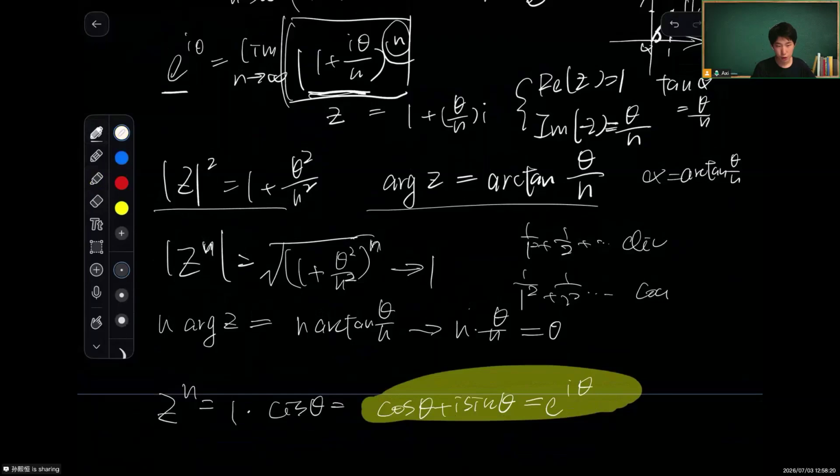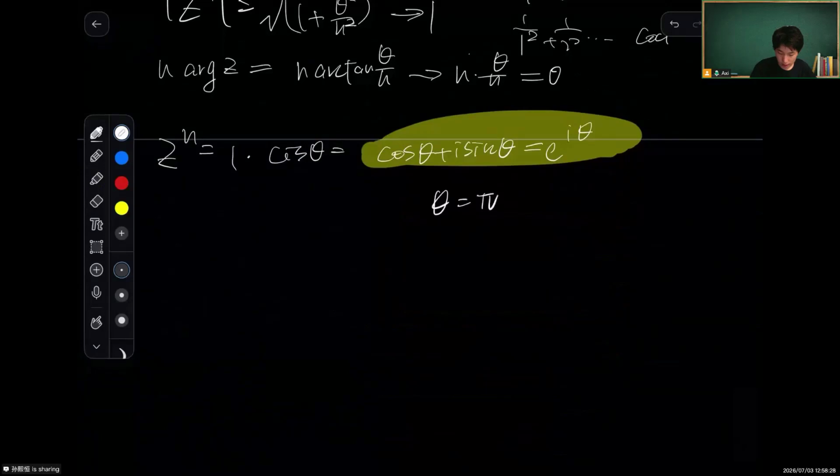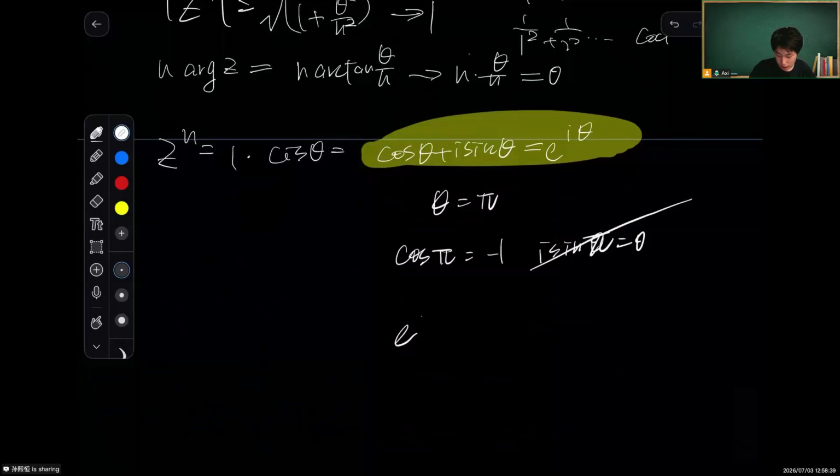Now, the more famous version is simply plugging theta equals pi. In this case, cosine pi is equal to -1. i sine pi is simply equal to 0. So this term cancels off. That means e to the i pi power is exactly -1. So plus 1 is equal to 0. QED, we have proven it.